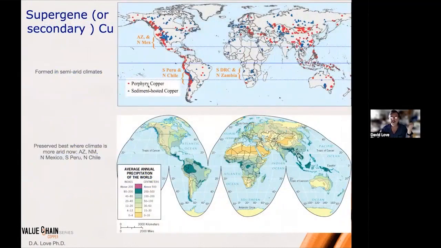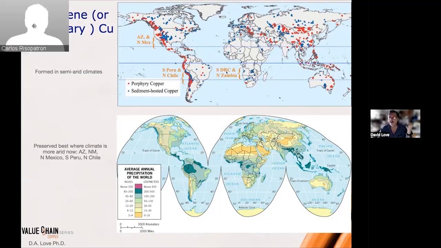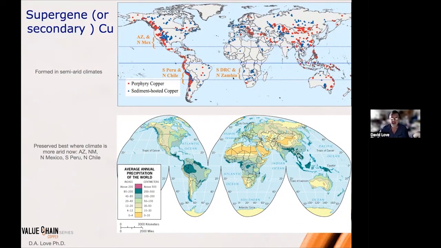There are porphyry copper deposits and sediment-hosted disseminated copper deposits all over the world at all sorts of latitudes. Those that formed in semi-arid climates, like Arizona, New Mexico, and northern Mexico, like southern Peru and northern Chile, like southern Democratic Republic of Congo and northern Zambia, existed in the geological past in just the right environment where there was a bit of rainfall, but not too much, to have supergene copper deposits form.